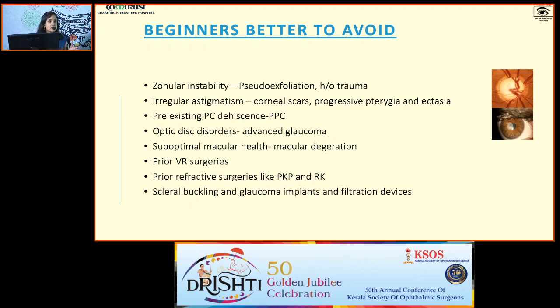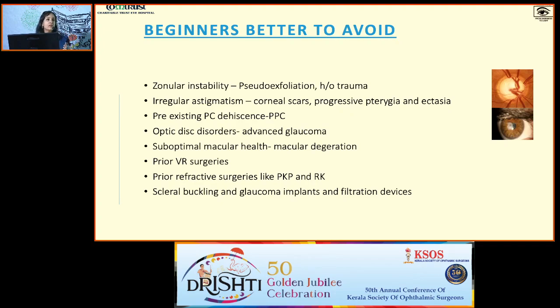These are not contraindications per se, but you would be better off avoiding these situations like extreme degrees of zonal instability, say in case of pseudoexfoliation, say there's a history of trauma. Of course, history taking is very important in these cases. If there's an irregular astigmatism, a dense corneal scar, or progressive pterygia, or an ectatic cornea, a pre-existing PC dehiscence, PPC per se is not a contraindication. If you can get a good round central posterior capsule, which you can turn into a PCC, go ahead and implant a toric IOL. I'm just saying that the beginners should avoid, in the first few cases, better to stay off these cases.